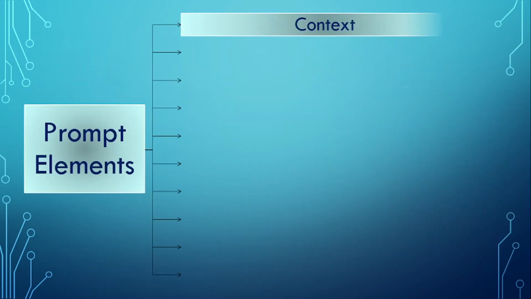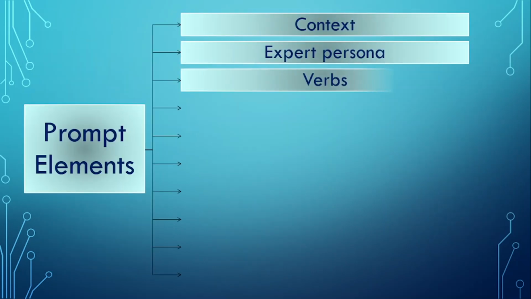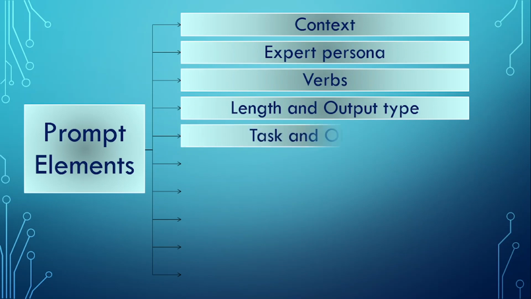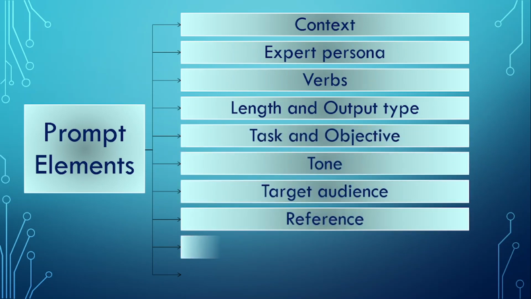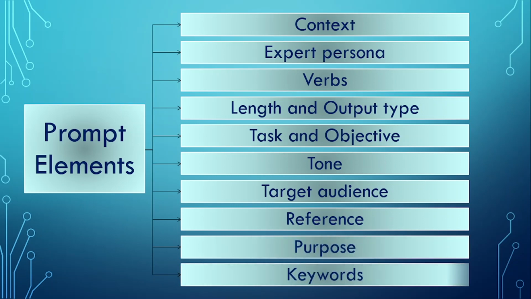The elements of prompts are context, expert persona, verbs, length and output type, task and objectives, tone, target audience, reference, purpose, and keywords. In simple words, we must provide the context for what we are writing, and to whom we are writing. We must specify length and output type, whether we want text, bullet points, code snippets or a table. We need to ask for a tone also.